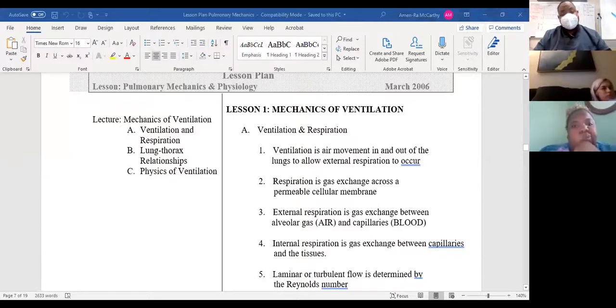Now, what I just said was, if you have an obstruction, you can't get the air out, which means you will start to build CO2, right, and be hypercapnic. Okay?